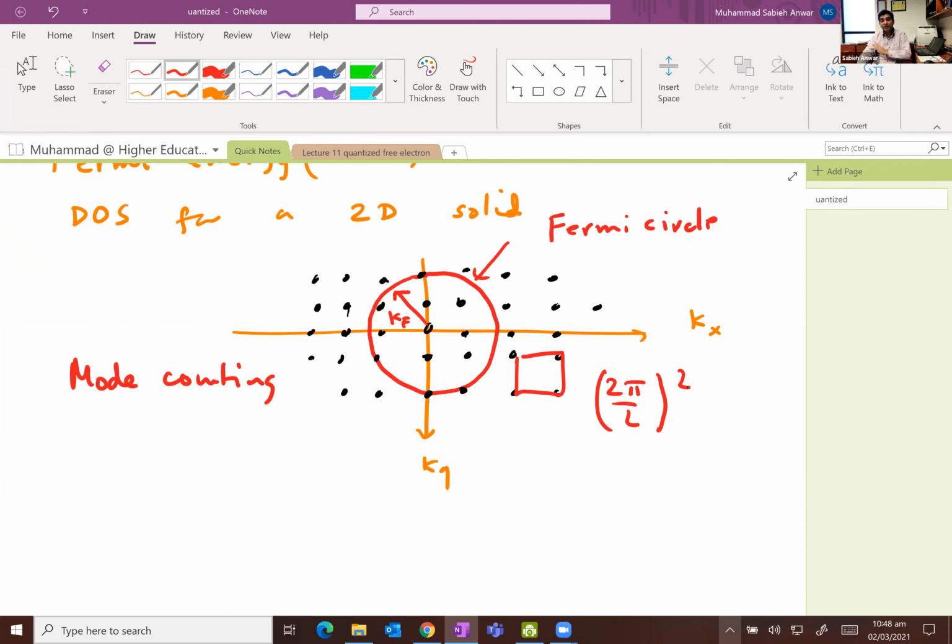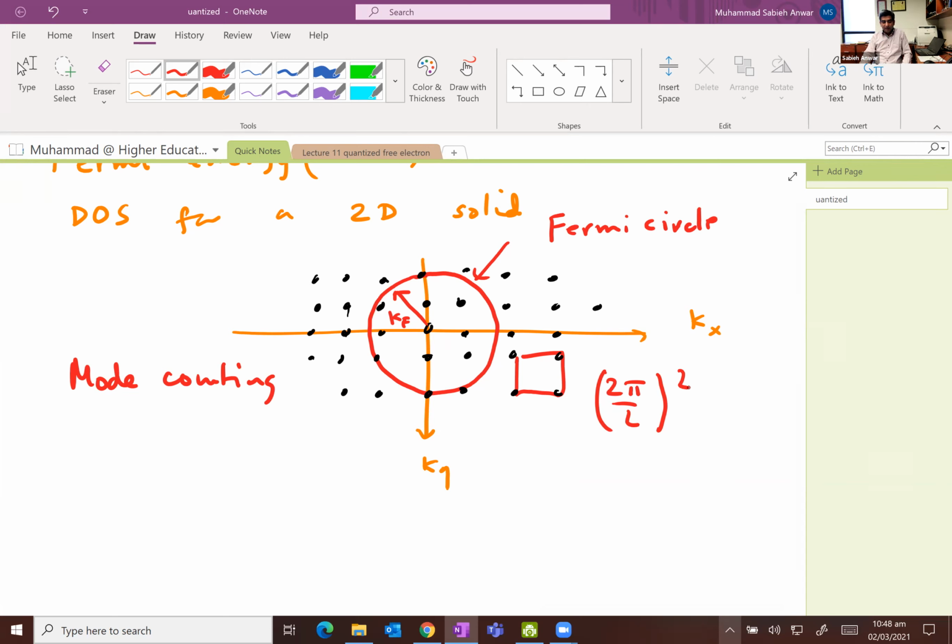You can repeat the problem for a one-dimensional solid. Okay, you just lay out your k points on a one-dimensional string, and count the number of points within a certain length, kf, which is just going to be a certain length inside the one-dimensional k space. One-dimensional solids will have one-dimensional k spaces. Two-dimensional solids will have two-dimensional k spaces.